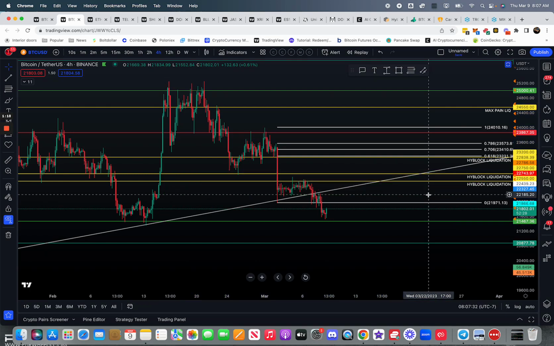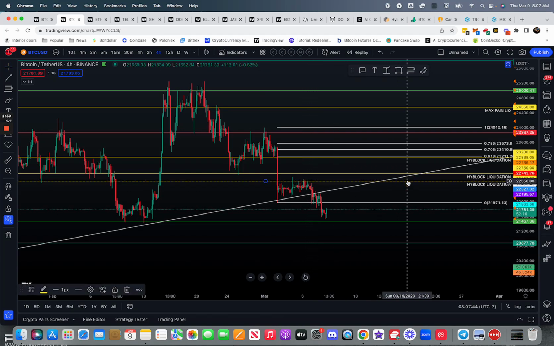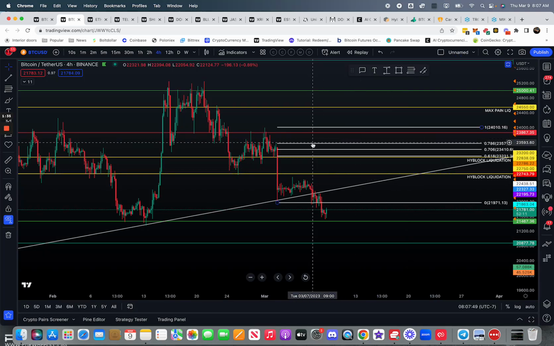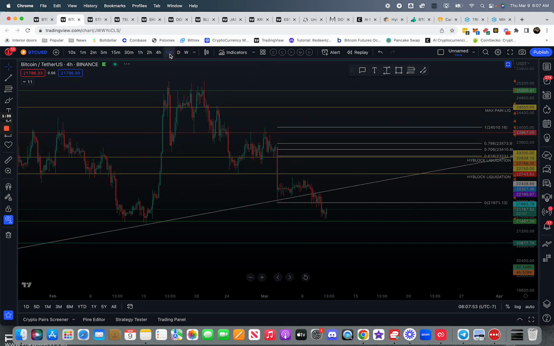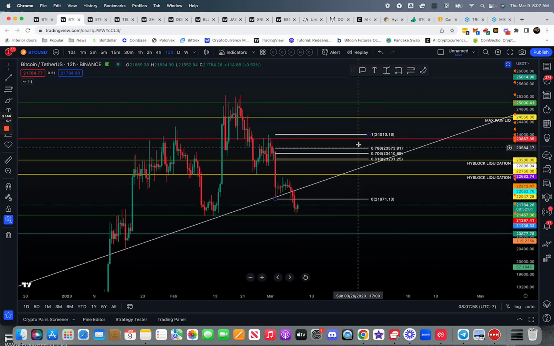So let's go ahead and just erase that here. I am going to erase this HyBlock liquidation area here as we tapped into it a few times. I am also going to increase the time frame to the 12-hour time frame, just to give us a little bit cleaner price action on the chart. I'm going to remove this fib for now, and I want to talk about what the next step is.